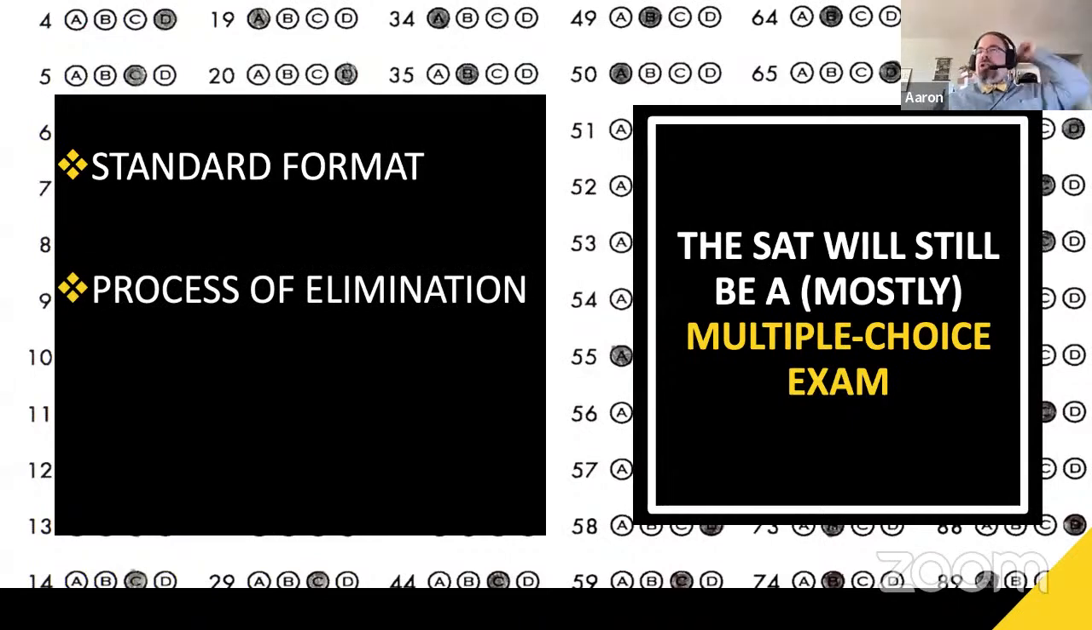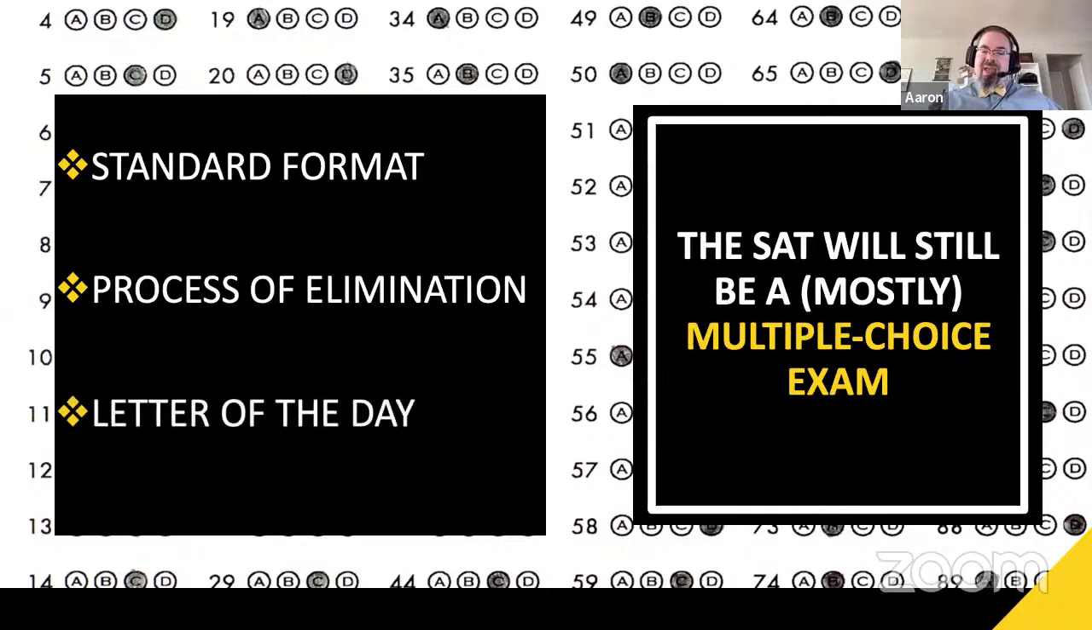Because it's going to be largely multiple choice, process elimination is still going to be one of your key strategies. Eliminating wrong answers is absolutely key in every section of a standardized test, such as the SAT. And in particular, in the verbal section, the reading and writing questions, process elimination is still going to be one of the hallmarks of how you should be approaching this test.